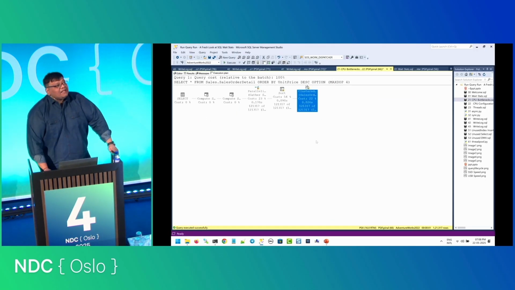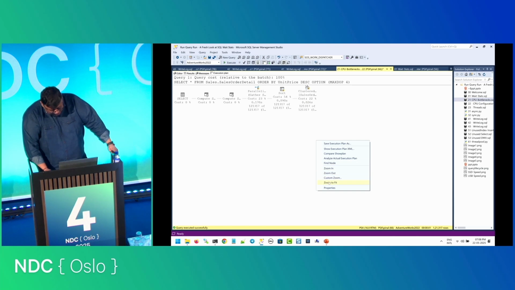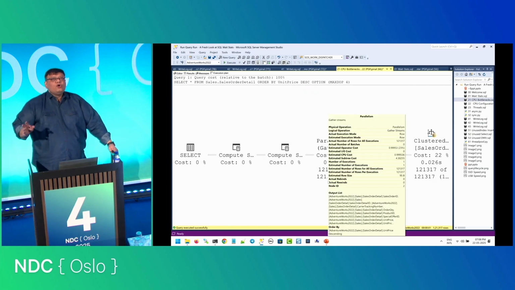There are many technical reasons. As I said, I don't want to go too much into technical reasons. There is a NUMA node. There is a cost threshold of parallelism. There is a max degree of parallelism. Long story short, most of the time, your queries do not need all of your CPU.